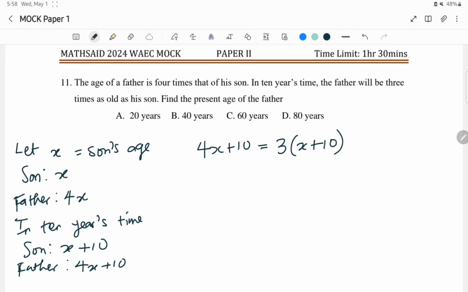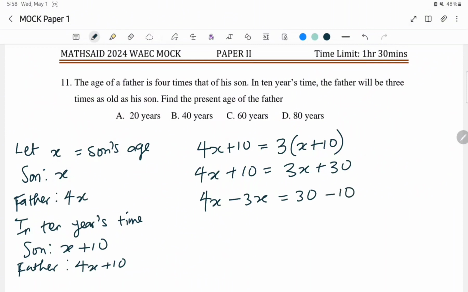So let's simplify the equation. 4x plus 10 equals 3x plus 30 when we expand. So collecting like terms, I'll have 4x minus 3x equals 30 minus 10. 4x minus 3x will result in x, and 30 minus 10 is 20. But the question asked me to find the present age of the father, and remember that that's 4x, which is 4 times 20, and that's 80 years.